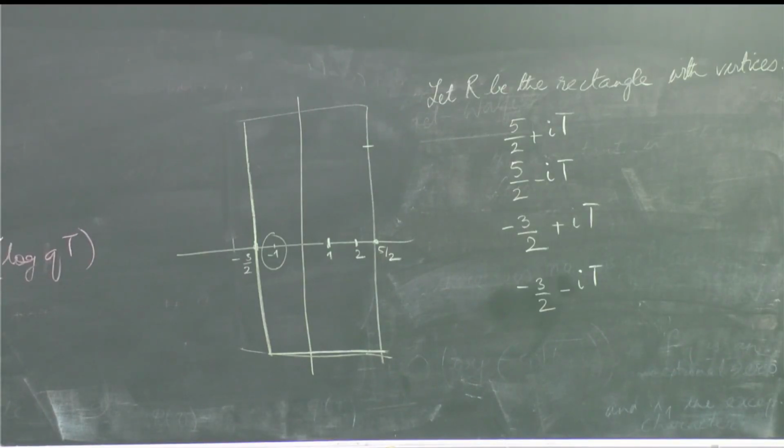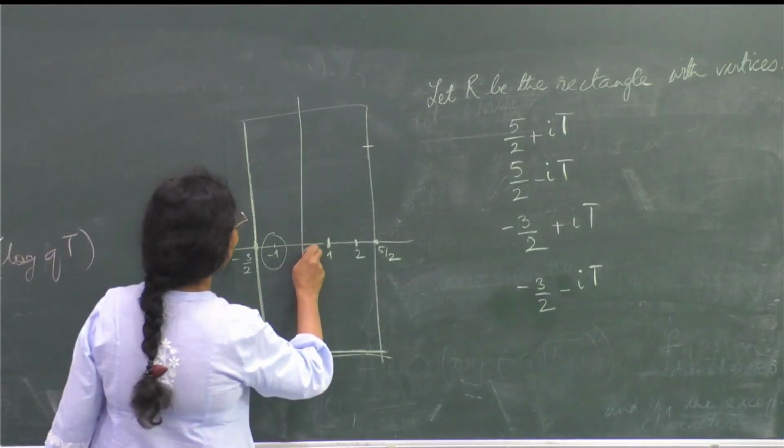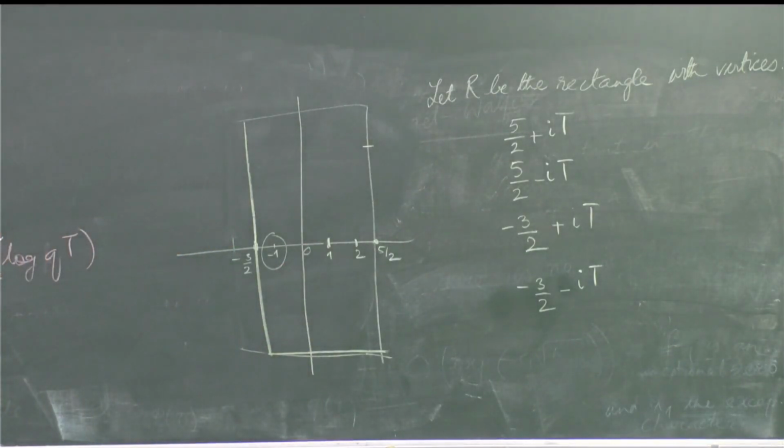So how many zeros can this one have? How many trivial zeros can be here? How many trivial zeros do you expect? Is it possible to have in this rectangle? How many trivial, not non-trivial? How many trivial zeros can there be?